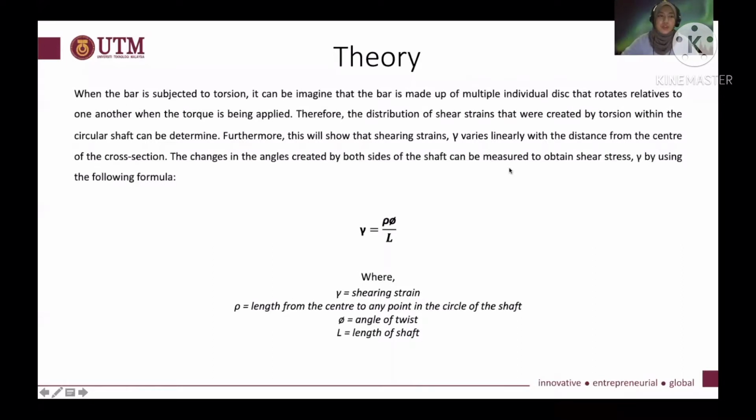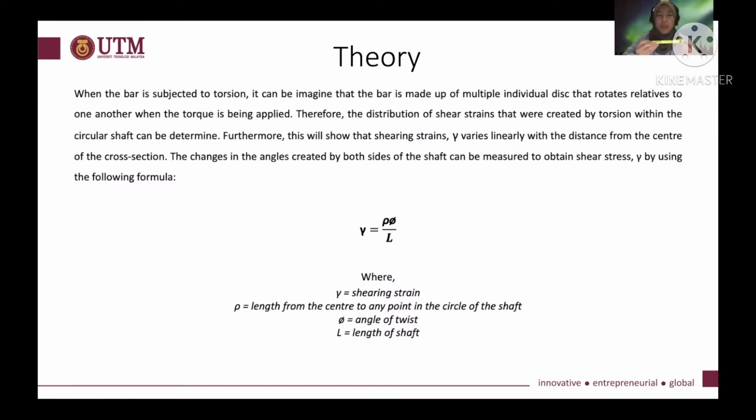Now, moving on to the theory. When the bar is subjected to torsion, it can be imagined that the bar is made up of multiple individual discs that rotate relative to one another when the torque is applied. So what does this statement mean?